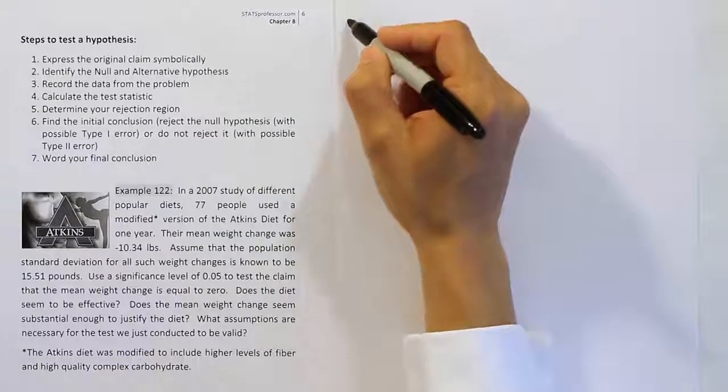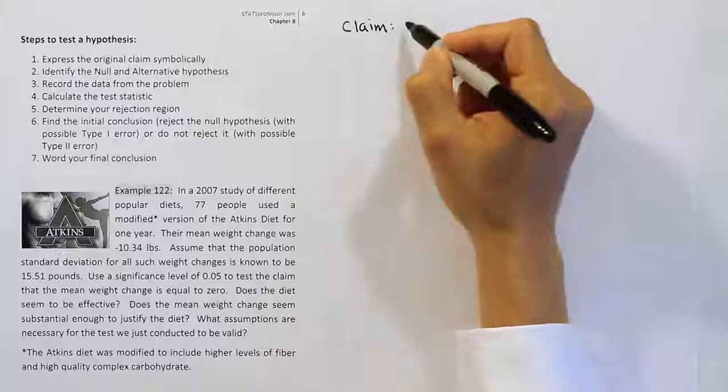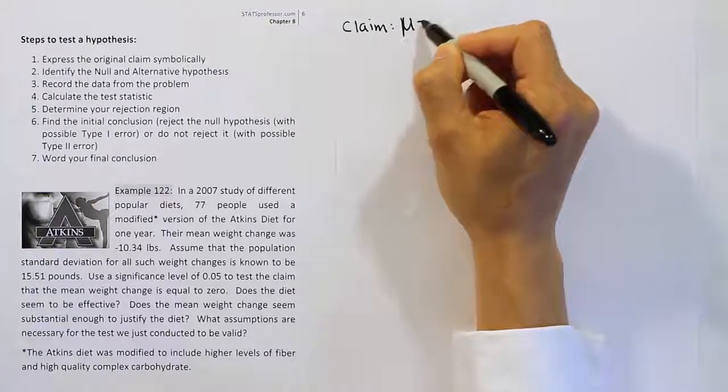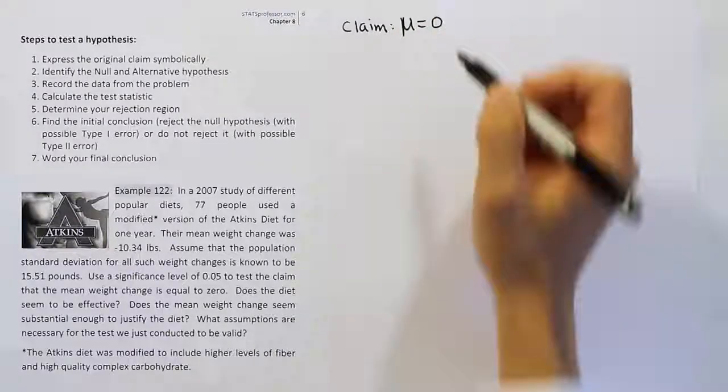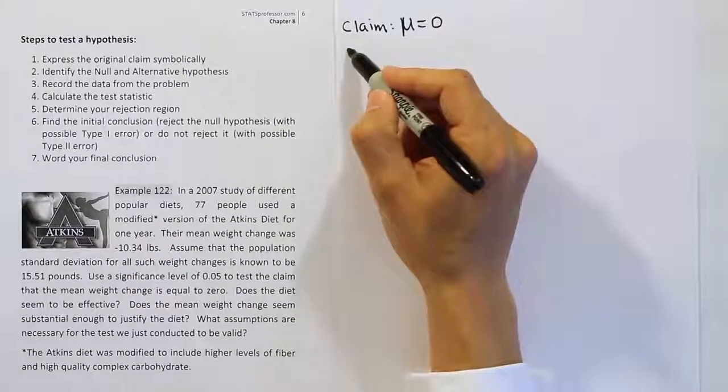So let's do that up here. Our claim is that the mean is simply equal to 0. And that would mean here that if there was no weight change, if the mean weight change was 0, it would mean essentially that the Atkins diet does not work because there would be no change in weight. Okay, so that's the claim, and now let's look at H0, HA.